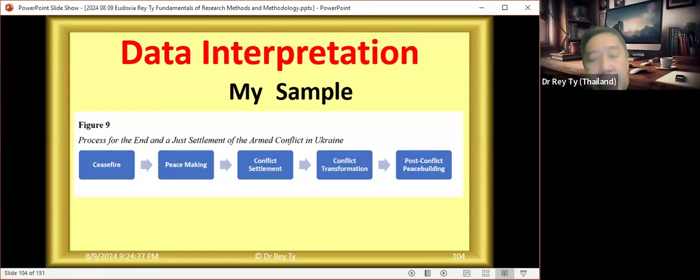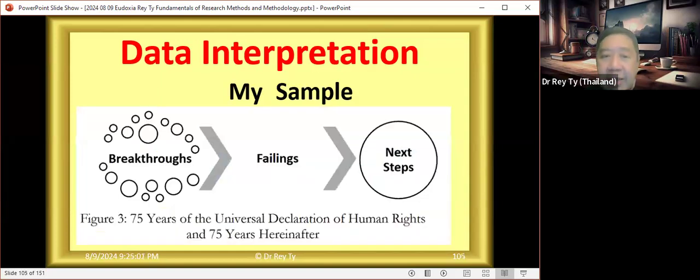So I wrote this. These are stages. This was my story, my interpretation of what should be done. And then another article I wrote.